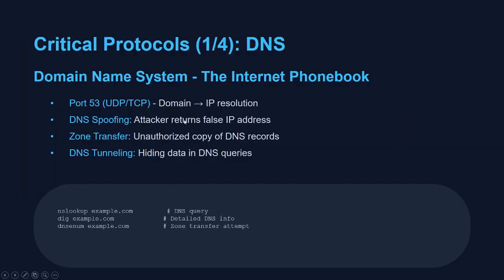DNS spoofing: an attacker can spoof and return a false IP address. Zone transfer: unauthorized copy of DNS records. DNS tunneling: hiding data in DNS queries. Port 53 is always allowed by the firewall, so it can be exploited by attackers. They can use it to hide and pass malicious data through it, using DNS tunneling, which hides in DNS queries.